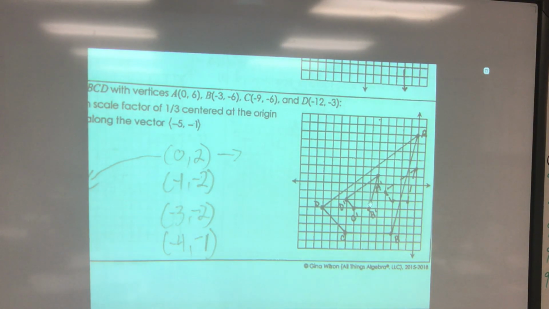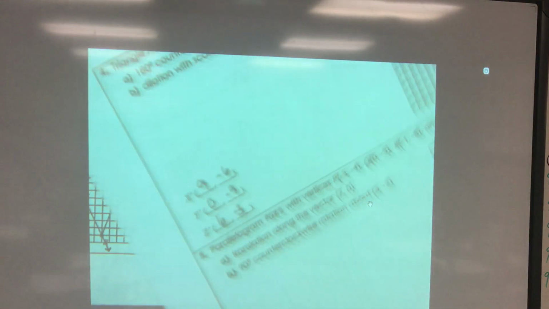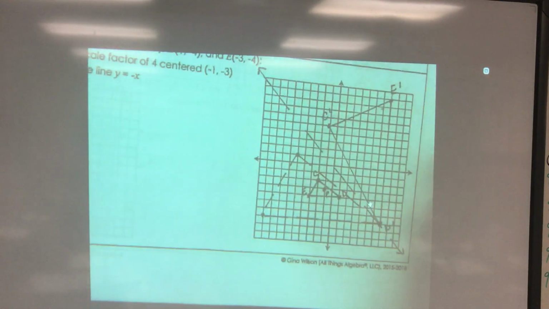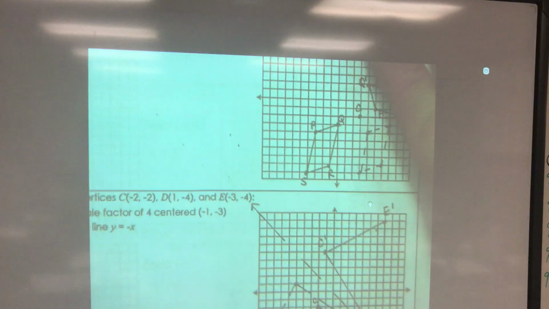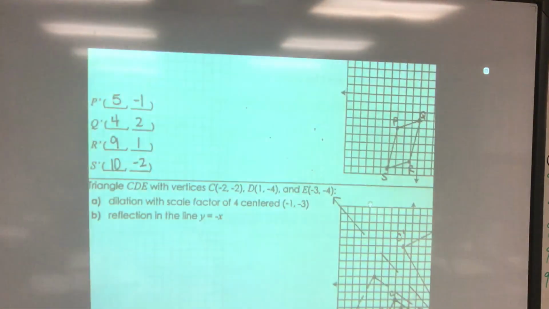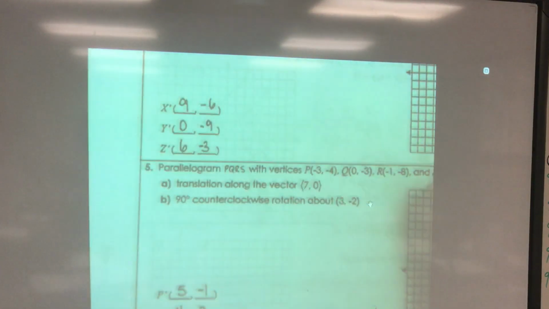I will do one more, and that will be on the back. Okay, there's only 6 problems in homework 7, because again, all we're doing is following the rules of what we have completed so far in translations.